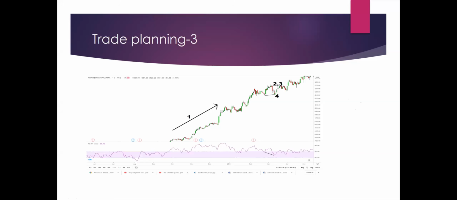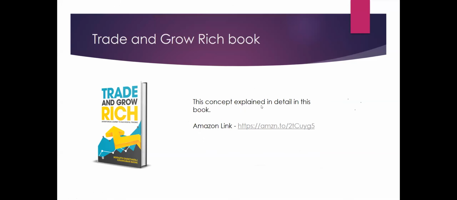I think those are all the examples I had. I've explained very clearly about all these RSI divergences, hidden divergences, and overbought and oversold approach in this book. So if you are more interested, you can go through this book.